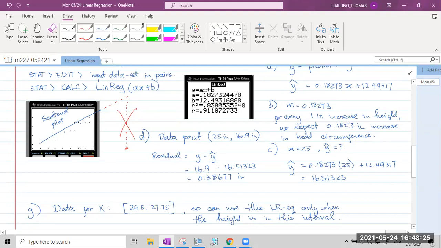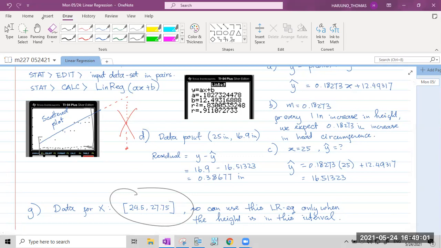Since the data we have is only from 24.5 to 27.75, the only x, in this case the height, that we can use to predict will be in this interval only. Well, it's okay if it is a little bit off. Let's say 24, it's reasonable. 28 inches, that's still reasonable. But 32 is way too far.